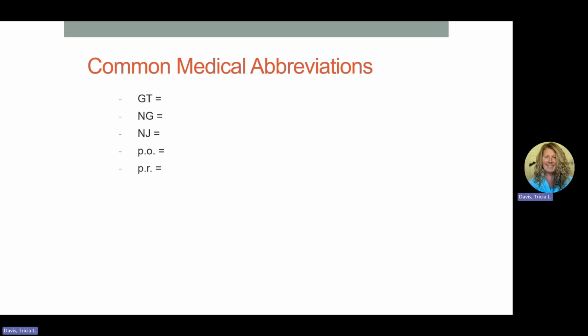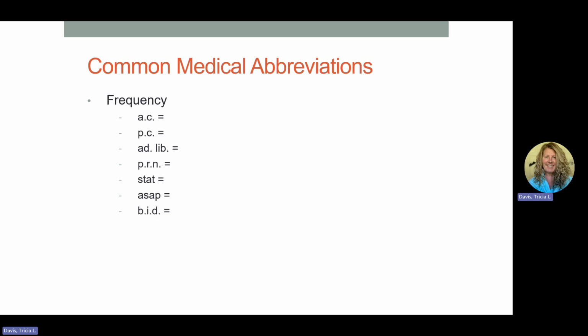We have GT, which is gastrostomy tube. We have NG, which is a nasogastric tube. So these are tubes that go into the stomach that bypass the mouth. We have an NJ tube, which is a nasojejunal tube, which is a tube that goes through the nose into the jejunum. We have PO, which is oral medications. We have PR, which is rectal medication.